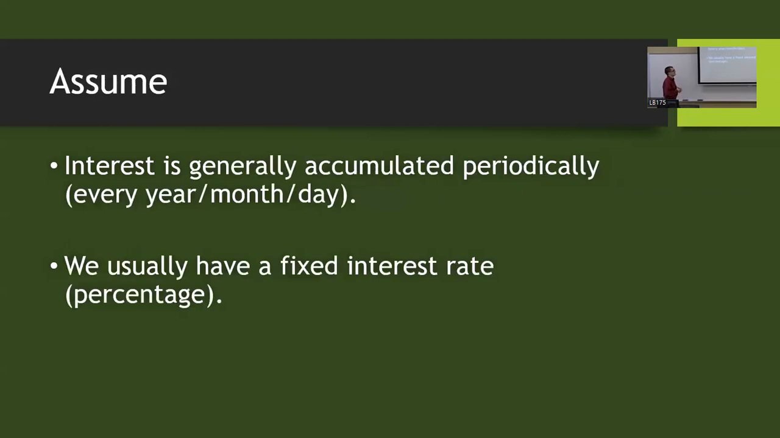Now we're going to make some assumptions as we go through this chapter. These assumptions aren't always going to apply to everyday situations, but we're still going to make them just to make our lives and our calculations easier. One of the assumptions is that the interest is going to be accumulated at a certain period of time over and over and over. So every year interest will accrue, or every month interest will accrue, or every day interest will accrue. And we'll keep that same period the same throughout the entire problem.